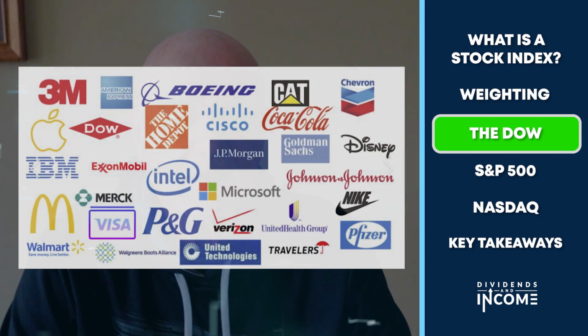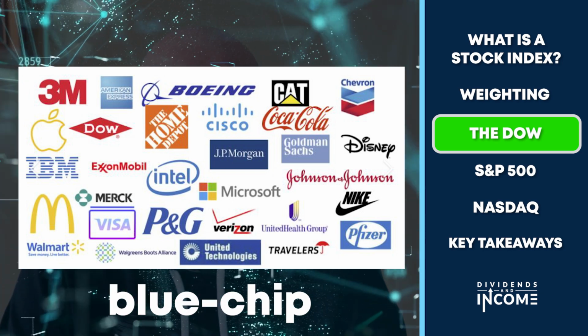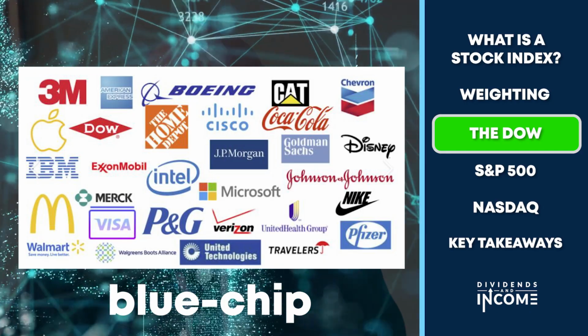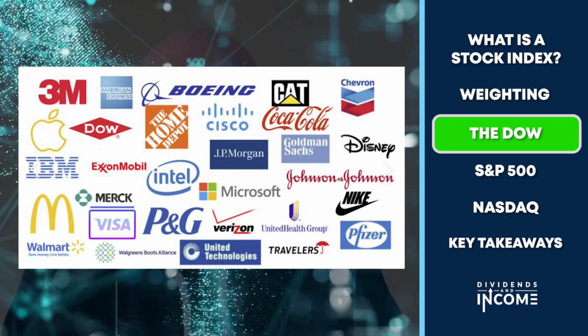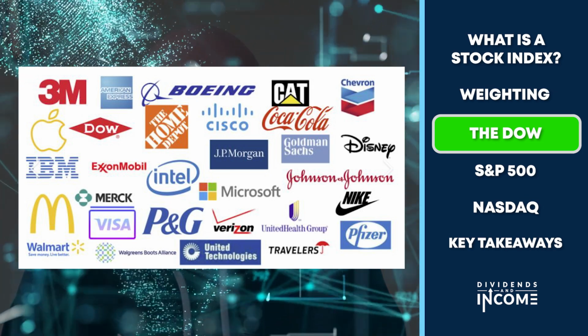The Dow is a stock index that tracks 30 large, publicly owned blue chip companies. Just to let you know, blue chip is a very loose phrase. It does not have an official definition, but generally it's used to refer to companies that are large, widely recognized, well established, and very financially sound.